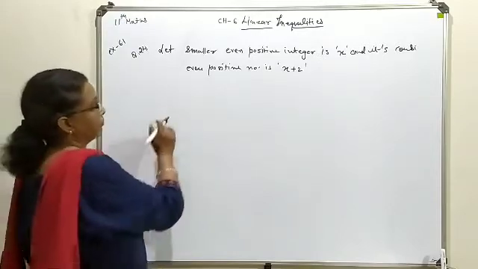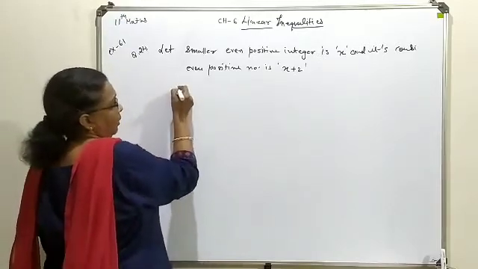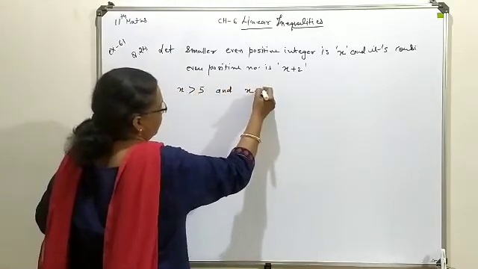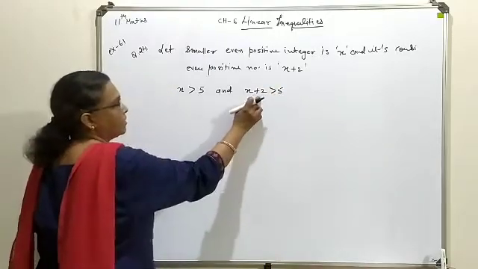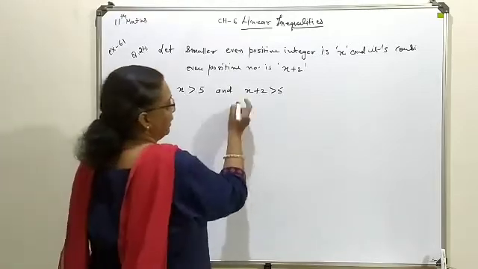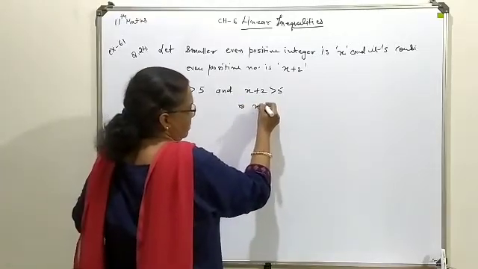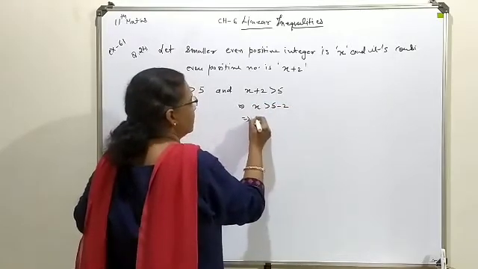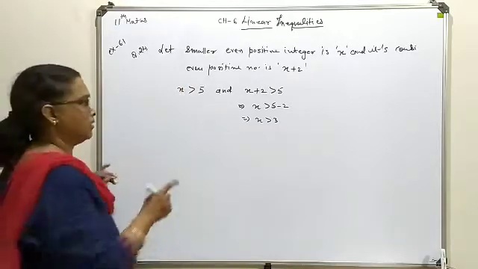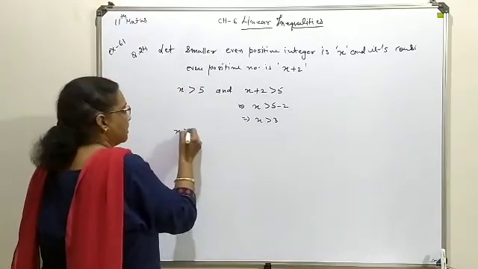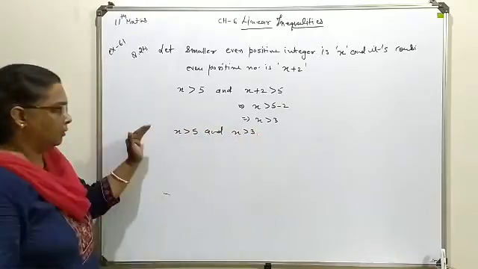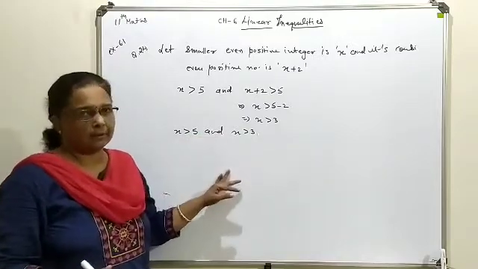So here we take one relation, x is greater than 5, and at the same time x plus 2 is also greater than 5. Now this inequality is to be sorted out. This will give you the solution x greater than 5 minus 2, meaning x is greater than 3. So here we have two basic inequalities: x is greater than 5 and x is greater than 3. We will discuss these two for the final answer.